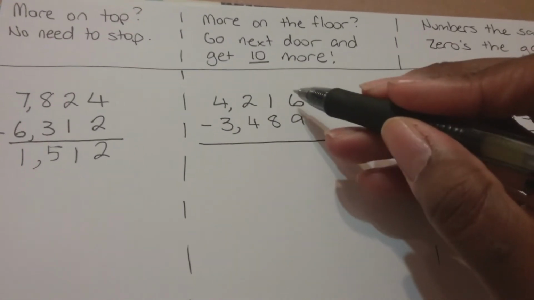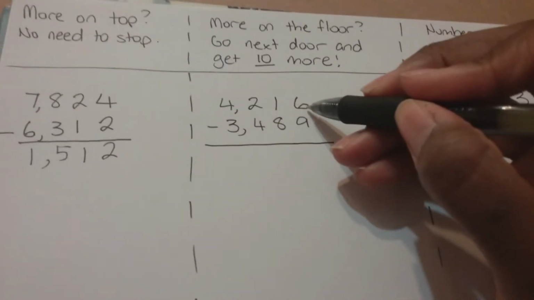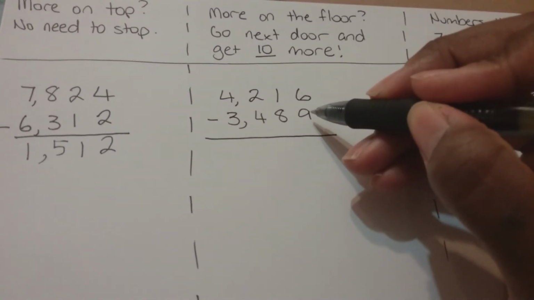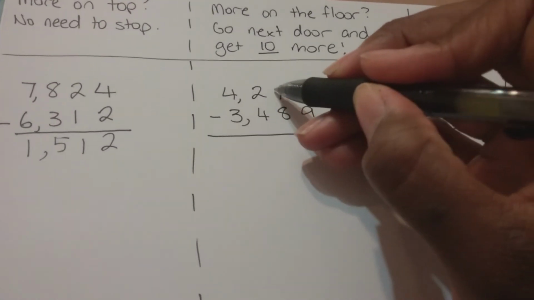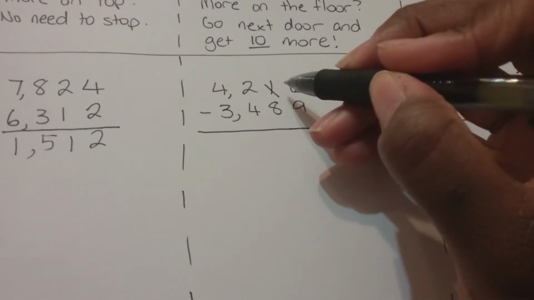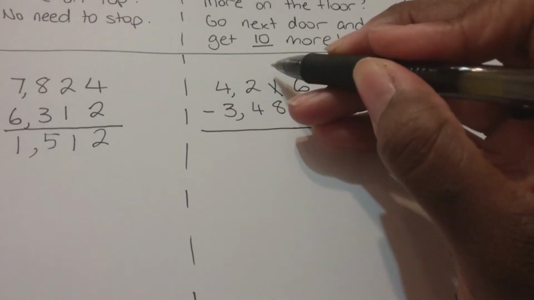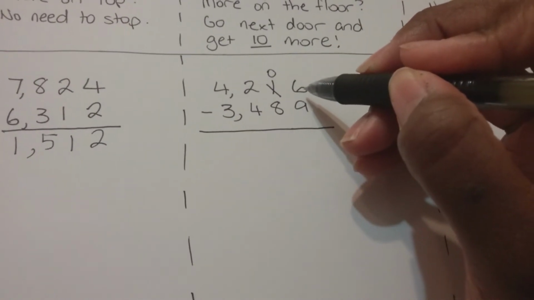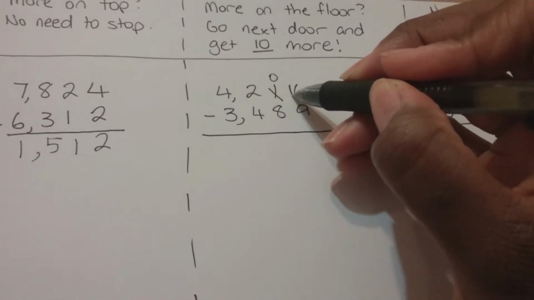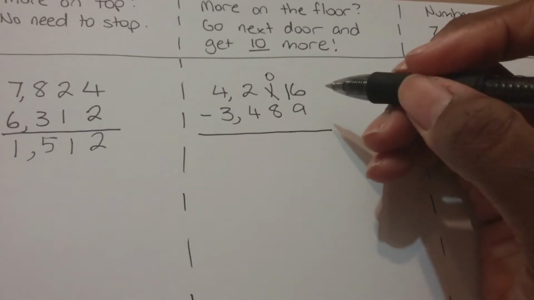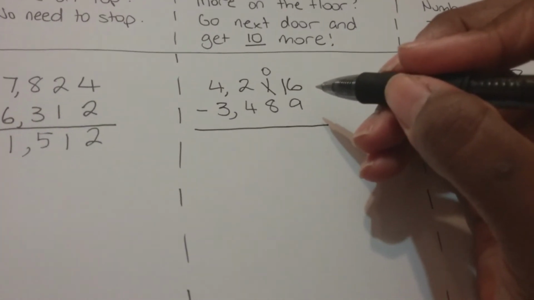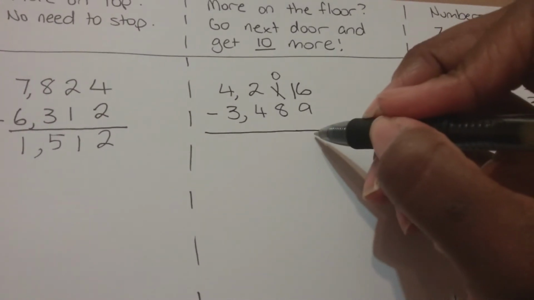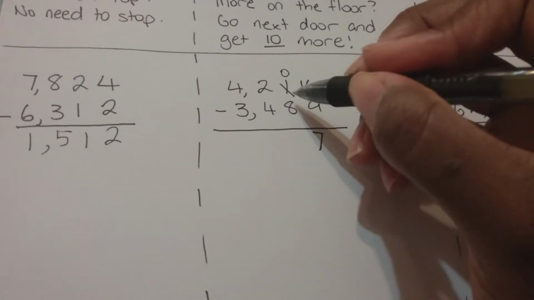So let's see what happens when there's more on the floor. 6 take away 9. I can't do that because 6 is smaller. So I go next door and I'm taking 10 more. This is 1 ten, so now it's 0 tens. If I take 10 and add it to 6, I get 16. So while it looks like I've just placed a 1 in front, I've actually placed a 10 in front. 16 take away 9, 7.